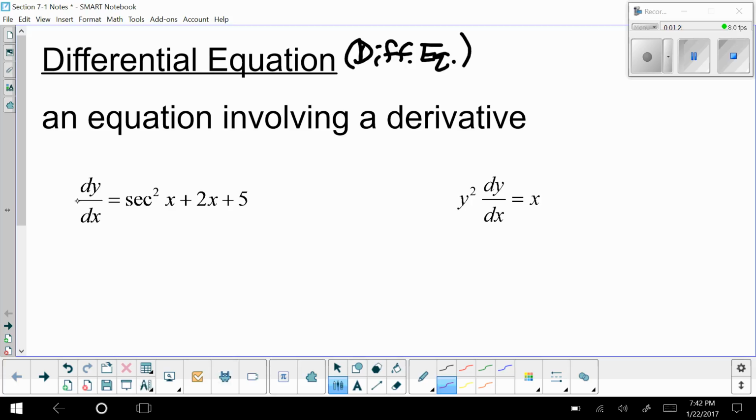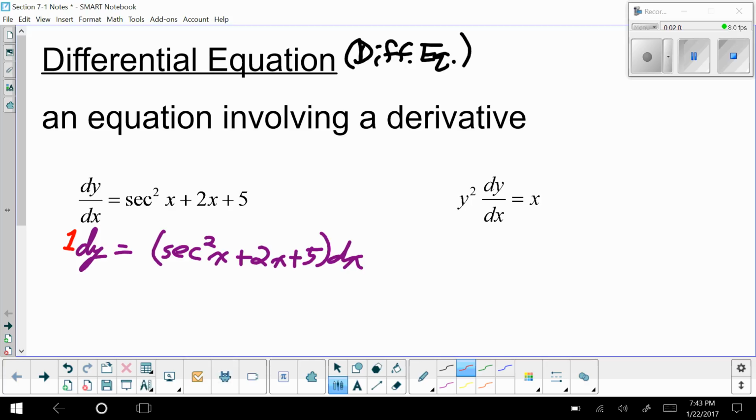So in the case of our first example here, to get the y's on one side, x's on the other, remember dy and dx are differentials that I can multiply. And we always want to move things by multiplying or dividing. We don't want to add or subtract on these. Always multiply or divide. So I could multiply each side by dx, and I would have dy equal to quantity of secant squared plus 2x plus 5 times dx. Now in front of the dy, there really is a 1. And some people like to write that in there, but it's not required.